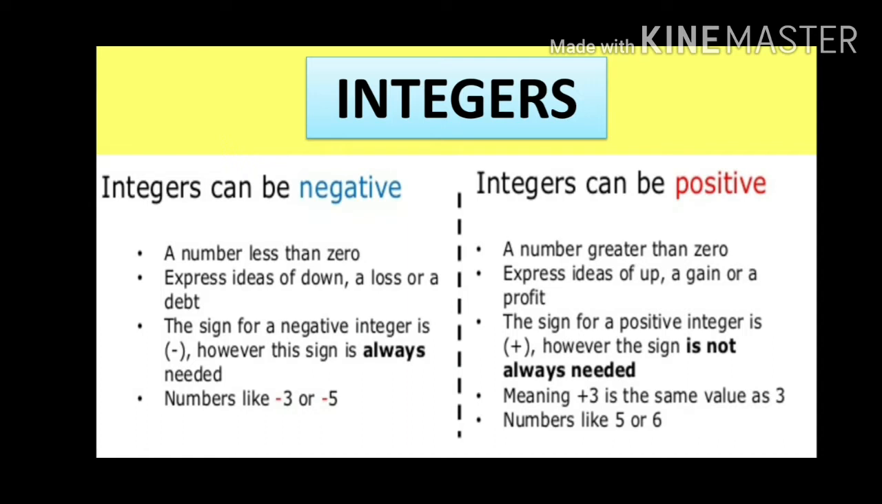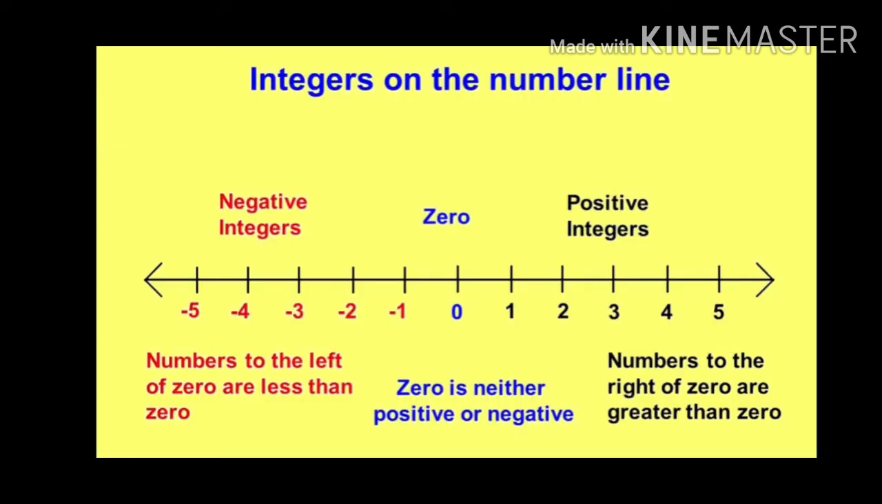And in negative numbers, integers can be negative when the numbers are less than 0. They express ideas like down, loss or debt. The minus sign is to be used. So the minus sign has to be kept for negative numbers or negative integers like minus 3 or minus 5. So this is all about integers.